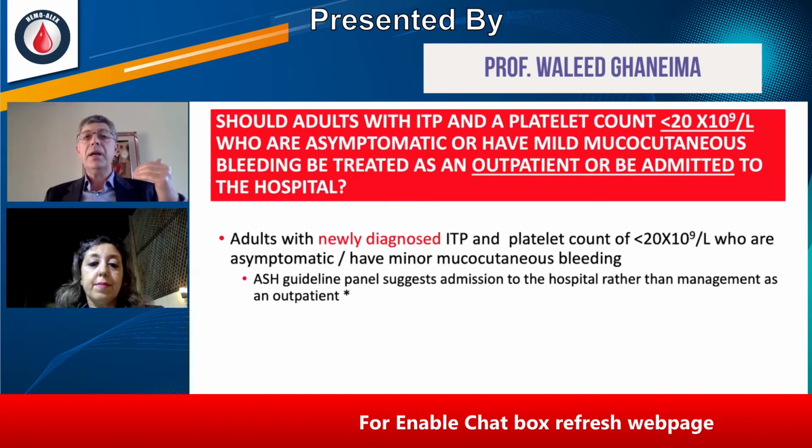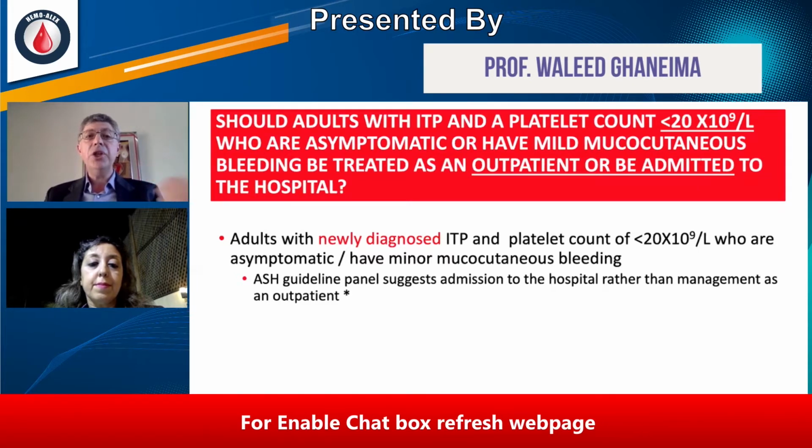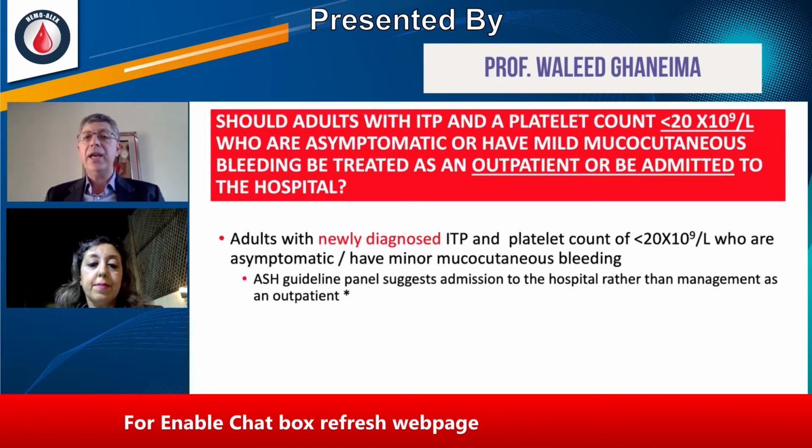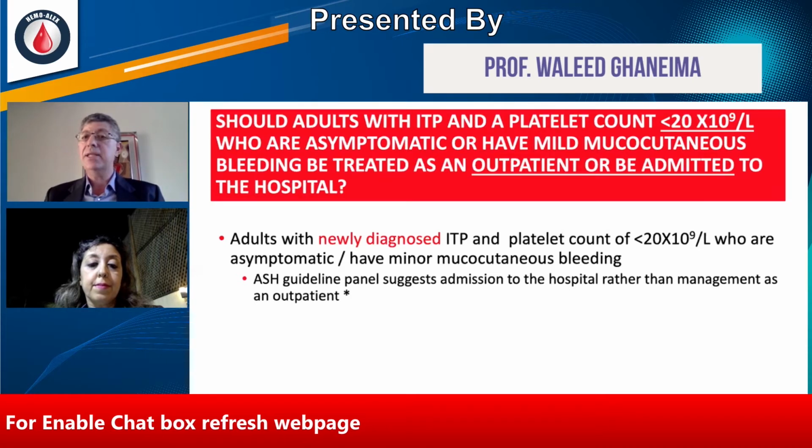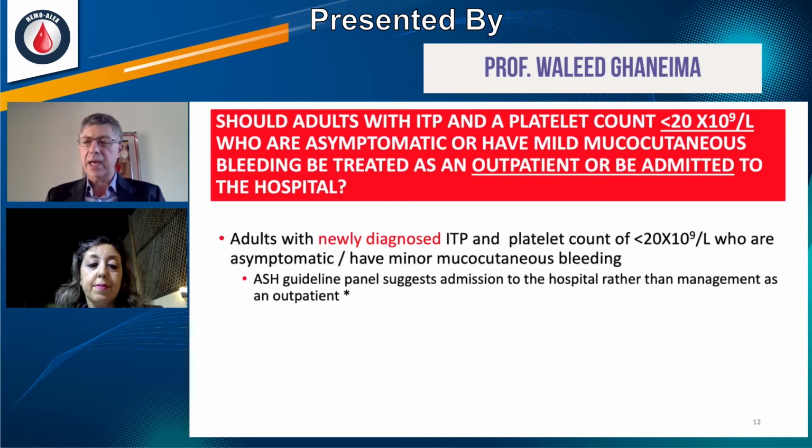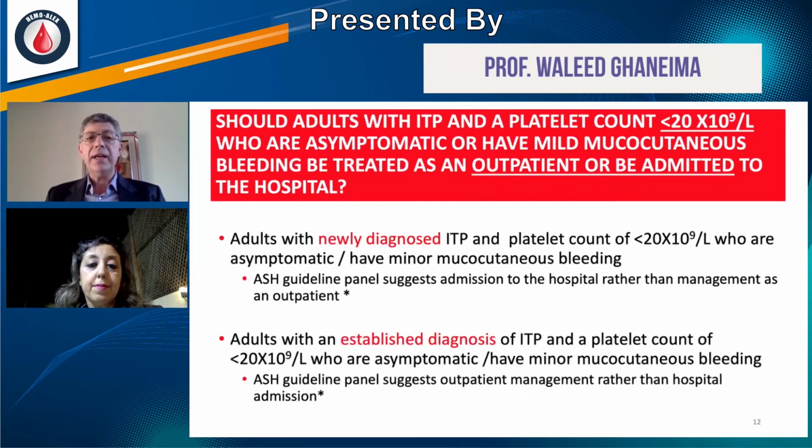The panel suggests that if the patient is newly diagnosed, we don't know the patient, and is below 20 who are asymptomatic or have minor bleeding, they suggest admission to hospital rather than management as an outpatient. On the other hand, if the patient has established diagnosis, we know the patient does not bleed with a platelet count of 15, so we can manage that patient as an outpatient.